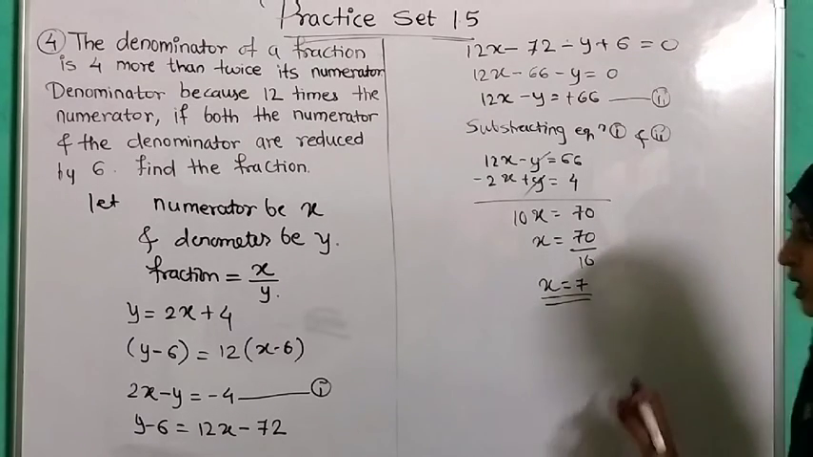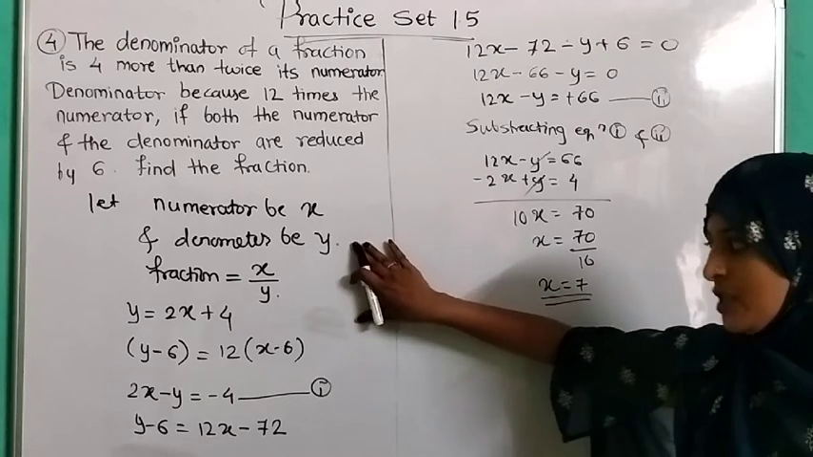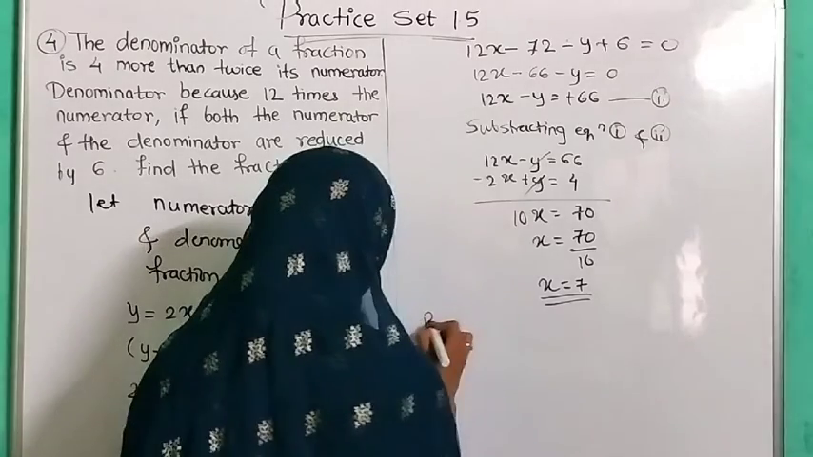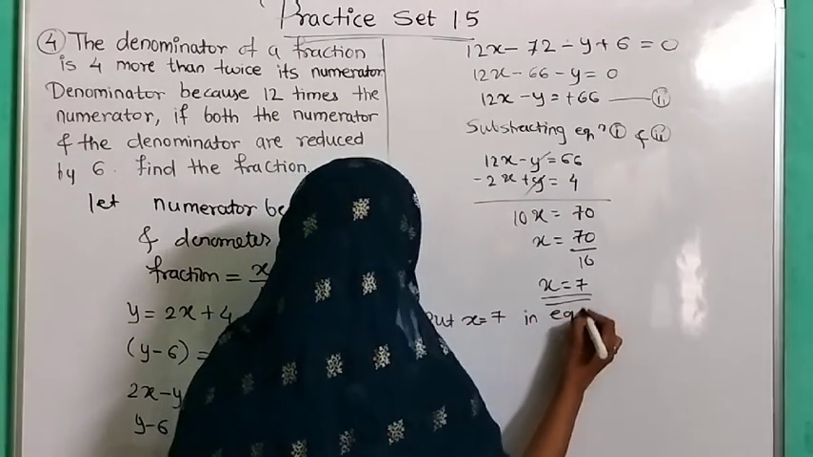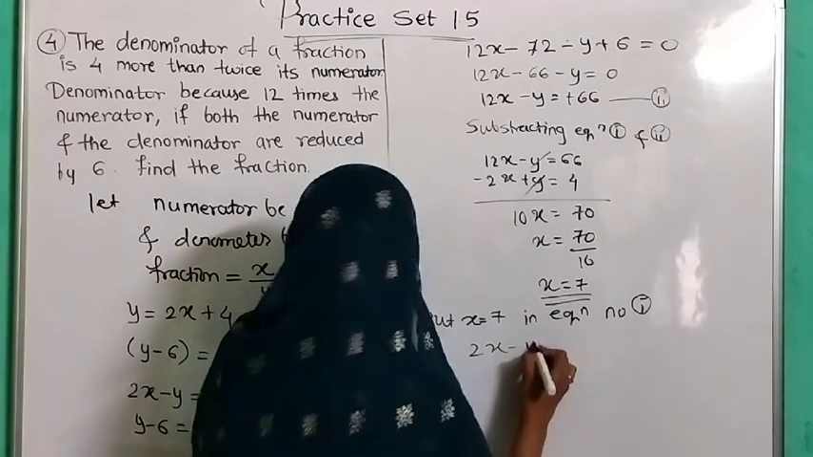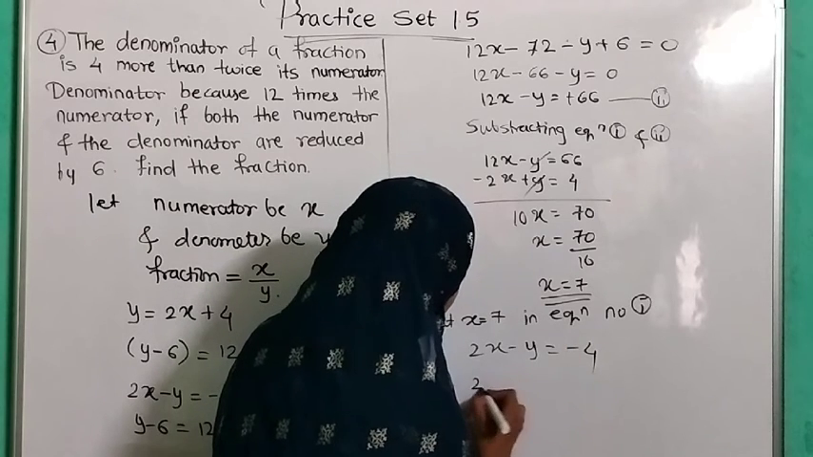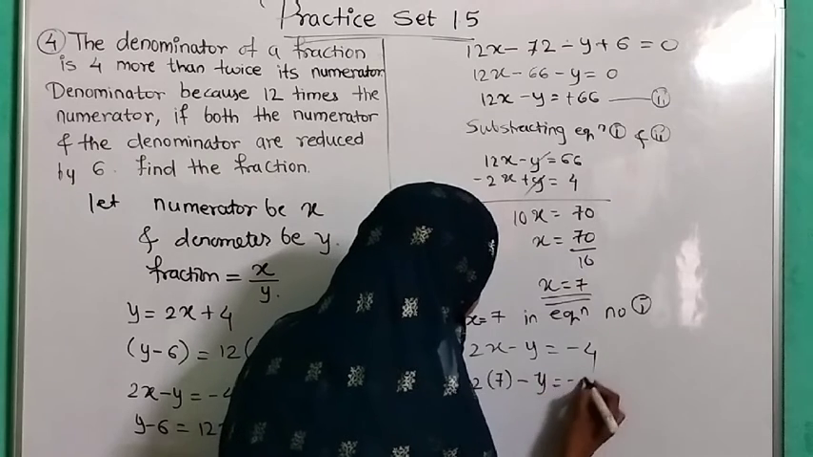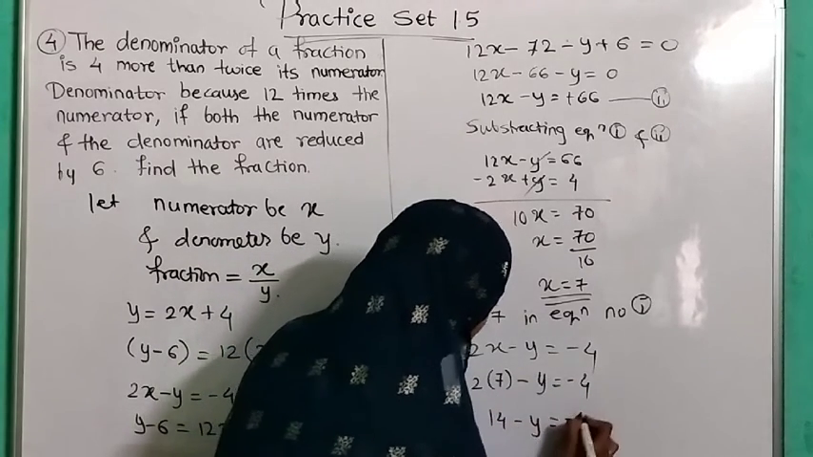Then what are we going to do here? If we get the numerator, we are going to find the denominator. Means we are going to substitute the value of x in equation number 1. So put x is equal to 7 in equation number 1. Equation number 1 is 2x minus y is equal to minus 4. Means 2 into 7, so 2 sevens are 14. Minus y is equal to minus 4.